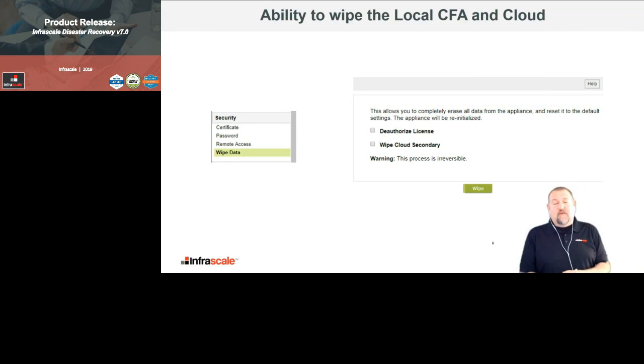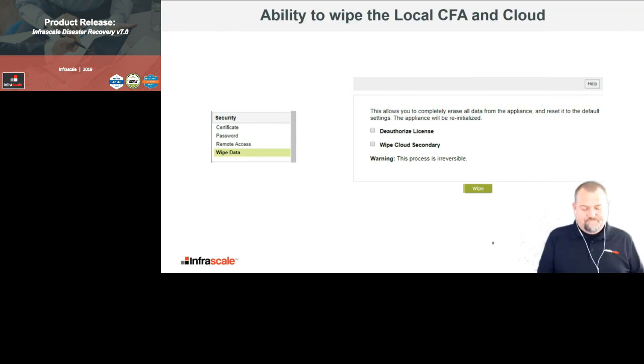You also have the option here to deauthorize the license from the cloud and to wipe the secondary. So if you want to know that all your data in the cloud is gone, you can click Wipe Secondary, and that's going to wipe that. It's going to wipe the local appliance, and then you know that all of your information is gone from Infrascale.